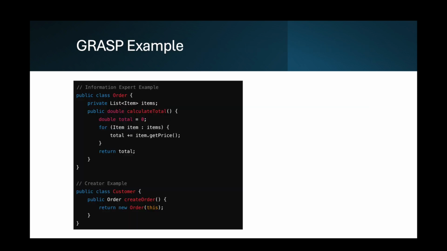Look at the information expert example here, where we have a class Order which takes an element, a private list of items, with a function calculateTotal, which returns back a double, initially set to 0. Then for each item we iterate through and increment the price for that particular item and return the total. There is also a creator example where we have a Customer class which has a function createOrder which returns back an Order.